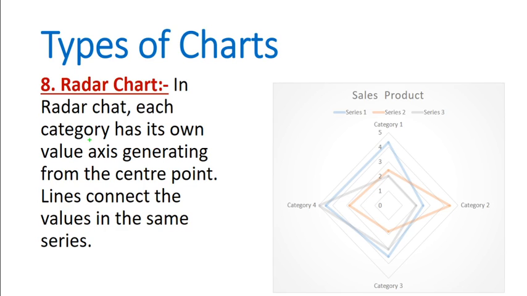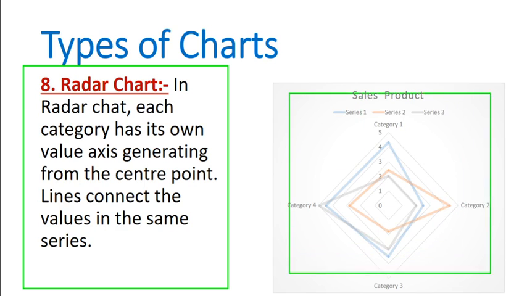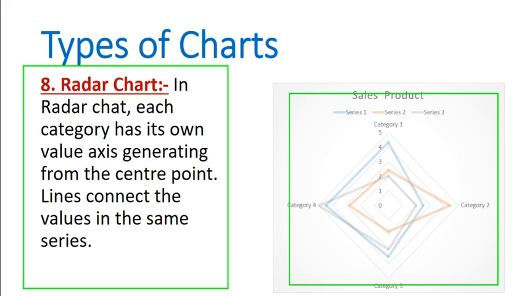Next type of chart we can see is a radar chart. In a radar chart, each category has its own value axis generating from the center point. Lines connect the values in the same series. So the example of the radar chart we can see here. Got it?